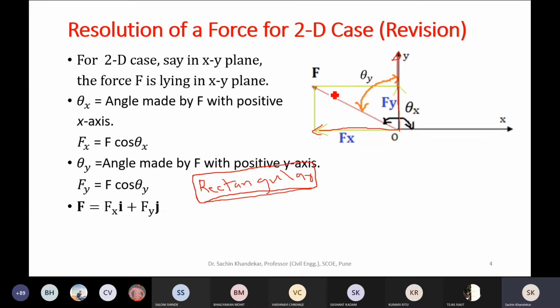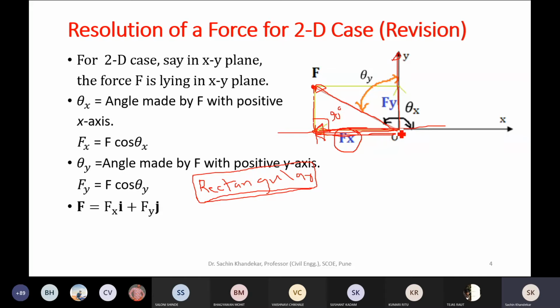That means what? If I want to know the x component of this force F, simply what do you do? You take its projection onto the x-axis. So this is the x-axis, correct? Taking the projection means you drop a perpendicular from this end of the force onto the line of action of that axis. So this is 90 degrees. Now this length is nothing but the projected length of F along the x-axis, and this projected length is nothing but the x component.